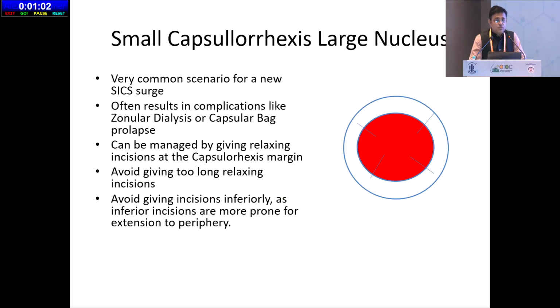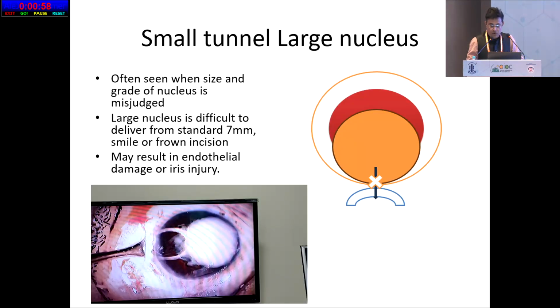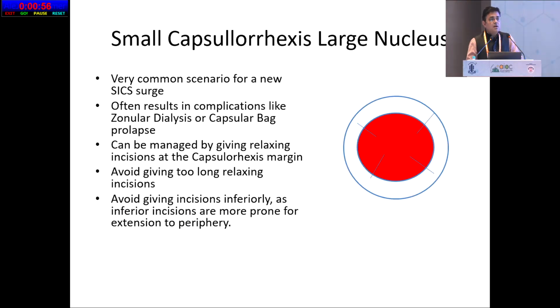Another situation, small capsule rhexis, large nucleus. How can you manage it? What you can do is give relaxing cut incisions in the capsular margin, but avoid giving incisions in the inferior part, because when you dial the lens inside, those relaxing incisions can progress and go up to the periphery. So always give them either in the superior part or on the sides.